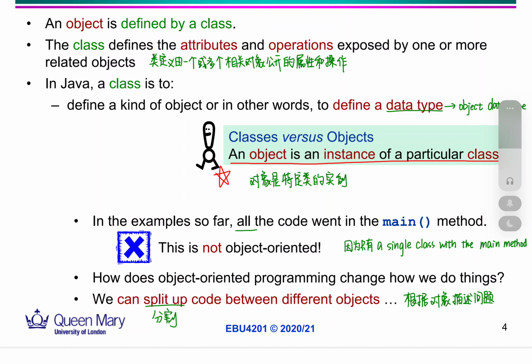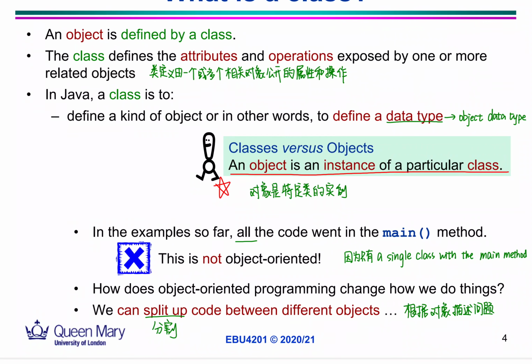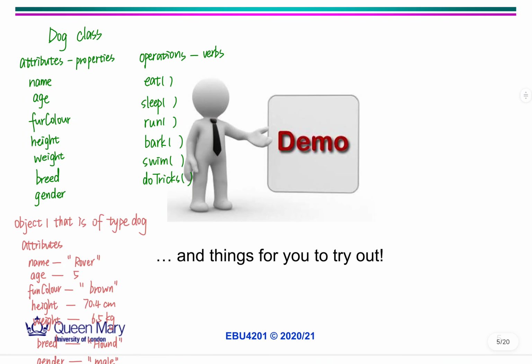In the example so far, all the code went into main. It was a single class with the main method. So because we had only a single class with the main method, how can we split code between different objects?